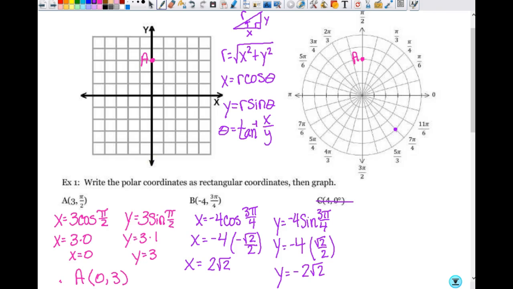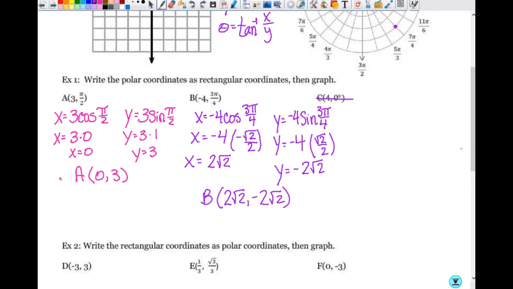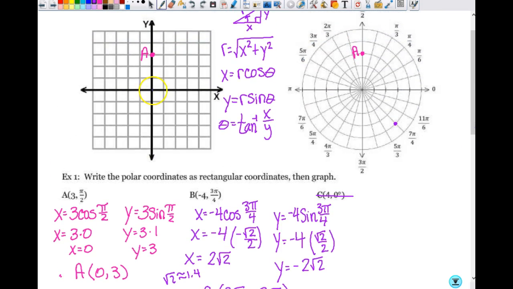To graph this one, we have to think about the fact that square root of 2 is about 1.4. So if I double that, it's like 2.8, right? So on the rectangular coordinate system, I'm going to go to the right about 2.8. And then I go down about 2.8, and I'd be right about there for my B point. Make sense? So that's an estimation. Well, I'm sorry, what? 1.8? Oh, that's 1.4. Oh, my Lord. Okay, you're right. I'm sorry.